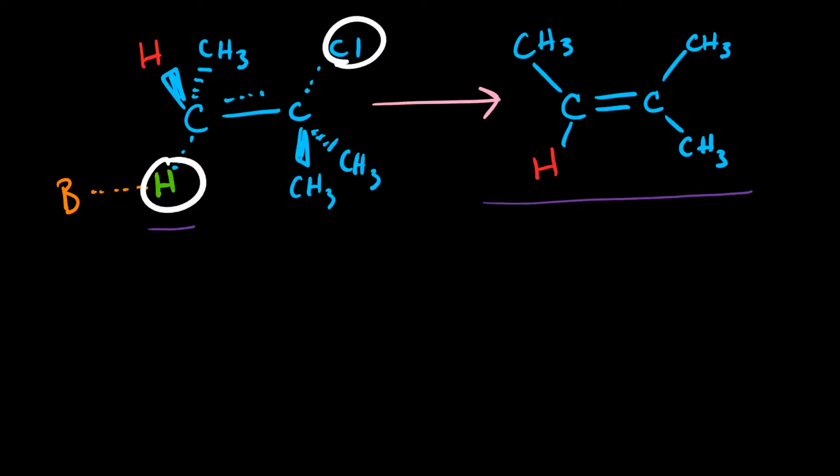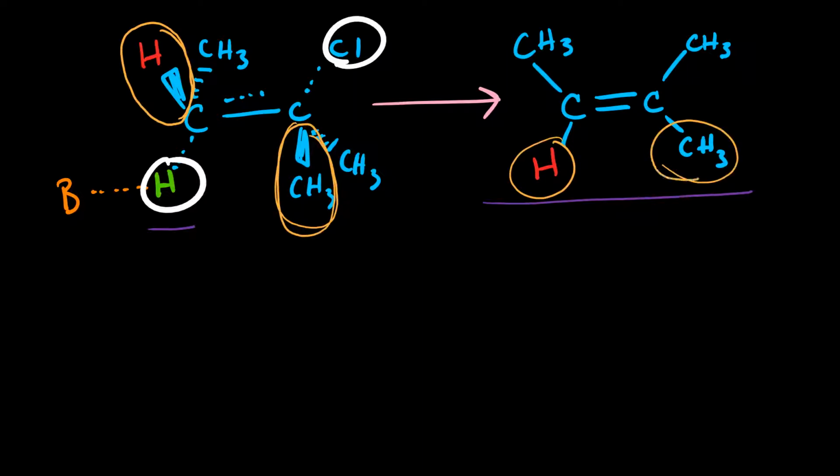So when we're trying to draw an elimination product, you want to keep what's on the solid wedges together. So I'm going to keep what's coming out toward me together on one side of the alkene. And then you also want to keep what's going away from you on the dashed wedges together. And so I'm going to keep these two methyl groups together on the other side.